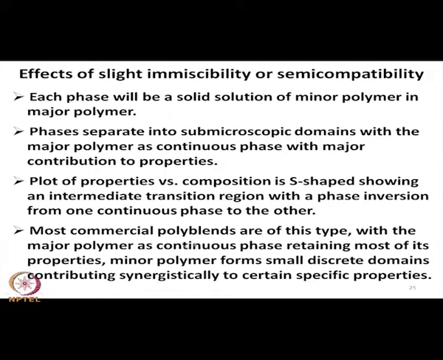Most commercial polyblends are of this type, with the major polymer as the continuous phase retaining most of its properties, and the minor polymer forming small discrete domains contributing synergistically to certain specific properties. So the major polymer contributes the major properties, and the dispersed domains of the discrete polymer contribute a synergistic effect on some special properties.